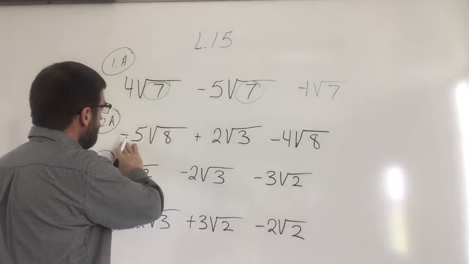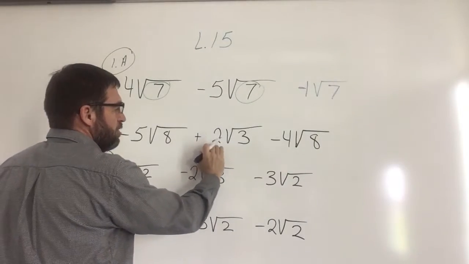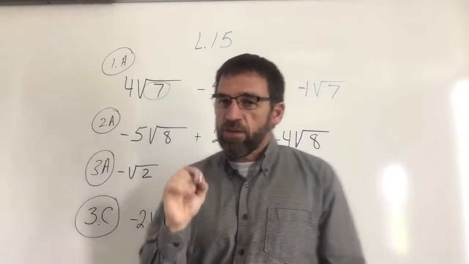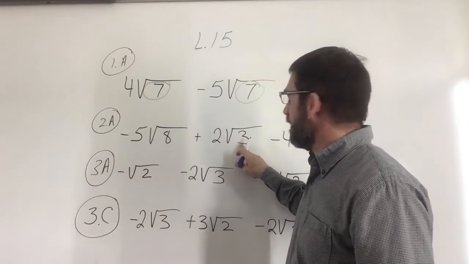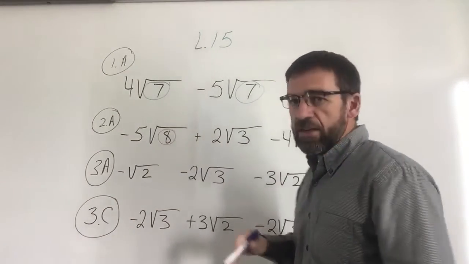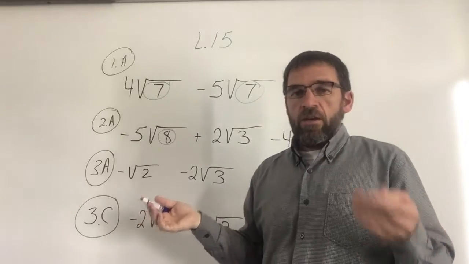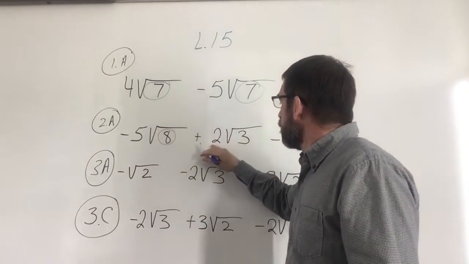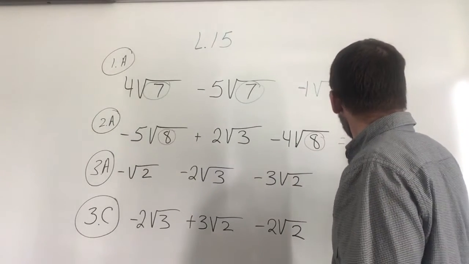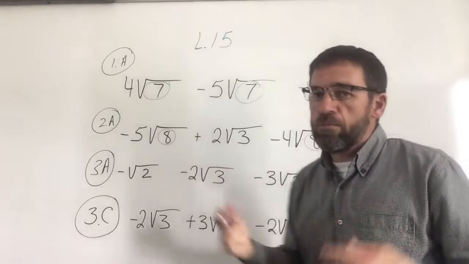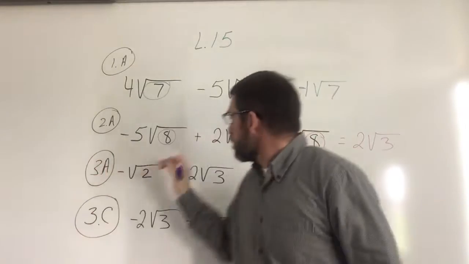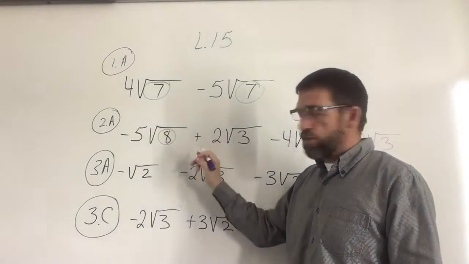2A is negative 5 radicand 8, positive 2 radicand 3, negative 4 radicand 8. Okay, remember, only the ones that have the same number. This guy has a different number. So we can only combine this one and this one. And it doesn't matter the order you do them. We're going to start with 2 radicand 3. You just simply move him to the back. There's this guy here, we can't combine him with any of the others, so we just move him back here.